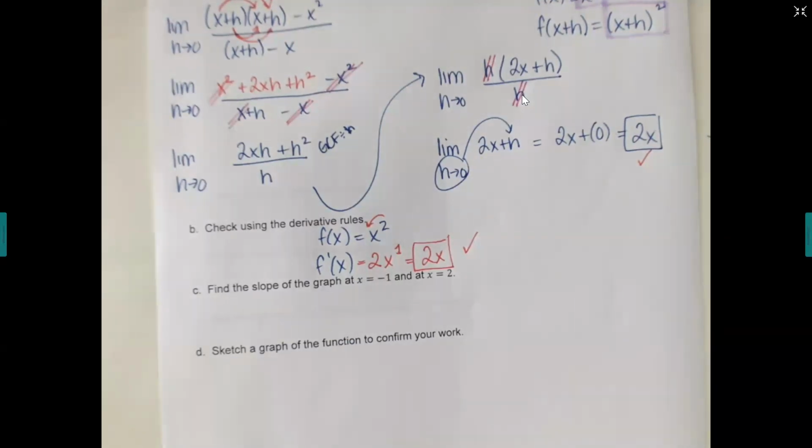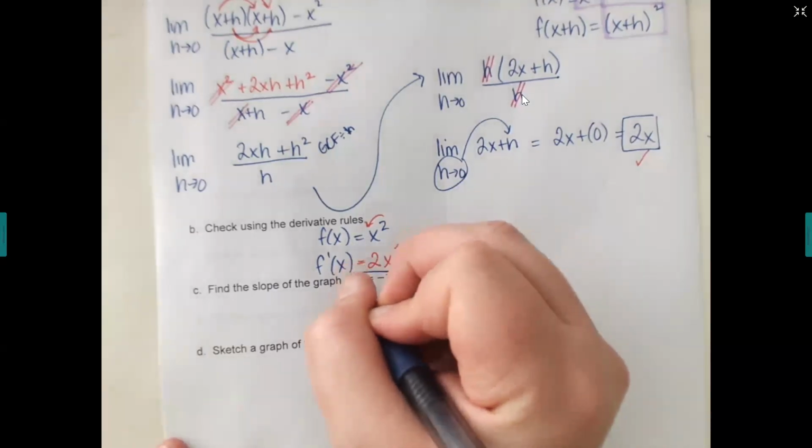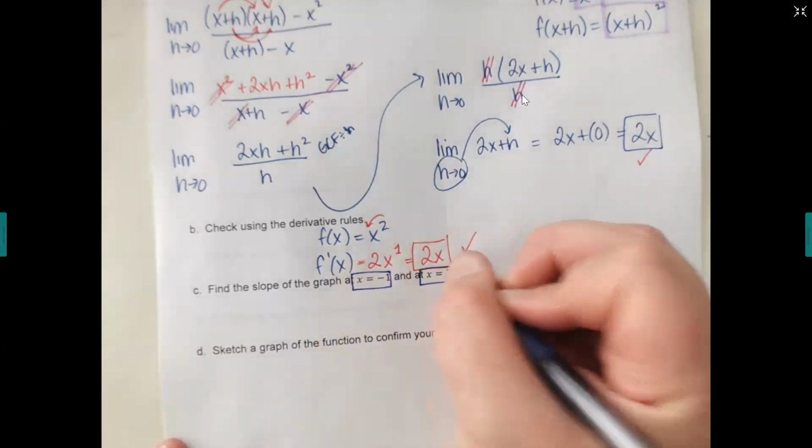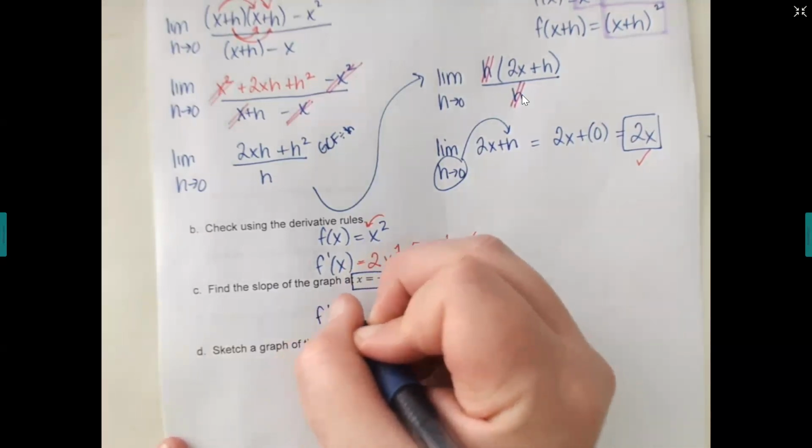Then typically what I would do, don't have a lot of time here, but I would find two values. So I picked -1 and 2, and I would have my kids find the slopes at both of those values.